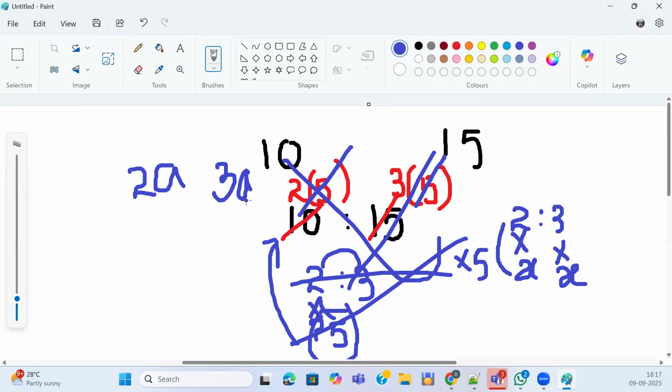So for example, 2 is to 3. To get the original number 2, we'll multiply 2 into a. So it becomes 2a. So for 3 also, we'll use the same variable. Okay, very good. Your understanding is clear. Everyone understood clearly? Geeta, Nishant, Shaurya, Videsh, Harshit, did you understand? Yes, sir.